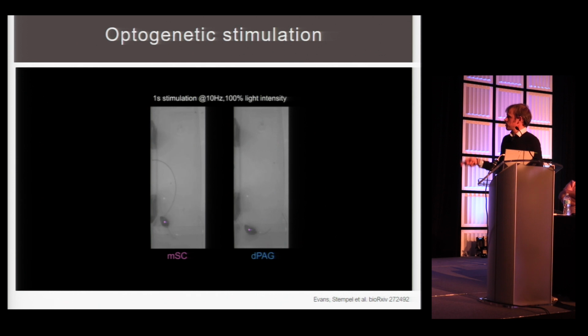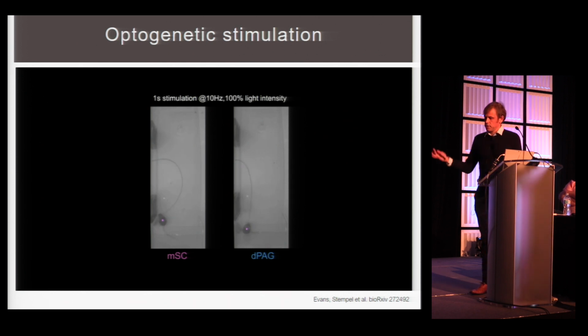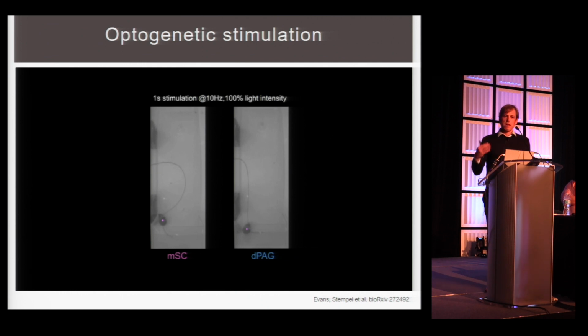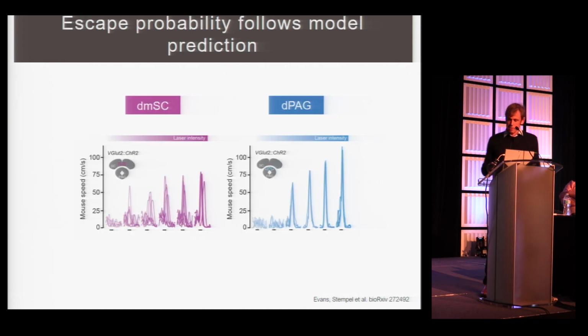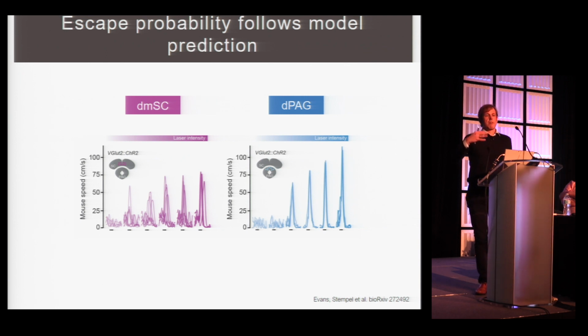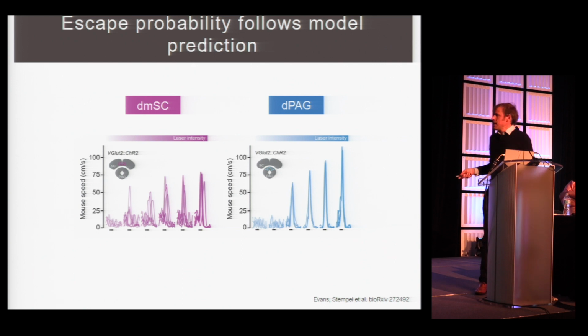What you can see is that activation triggers powerful escape. And this is just to show you that this works, and we can evoke escape behavior that is directed to the shelter by activating these two populations in a way that is pretty much indistinguishable from triggering escape using sensory stimuli. Now we do the real experiment, which is to gradually increase the intensity of the laser as a proxy for increasing the number of cells that are activated. And what I'm showing here are several trials superimposed of the speed of the mouse upon optogenetic stimulation. These flat lines basically mean that the animal didn't really escape, and these peaks are escape responses.